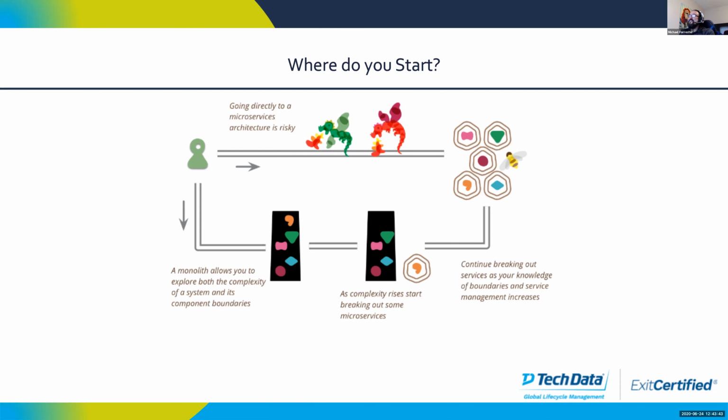By the way, this picture comes from Martin Fowler, and I'm like, why is there a bee there? I was like, why is there a bee in this picture? I was like, okay, fine, we're moving on.